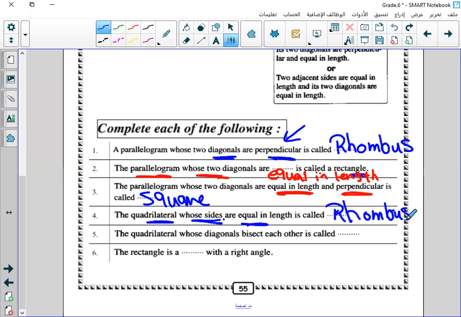Number five, the quadrilateral whose diagonals bisect each other is called what? Diagonals bisect each other. Who can answer? Bilal, you can answer. Parallelogram. Excellent. Thank you, Bilal.